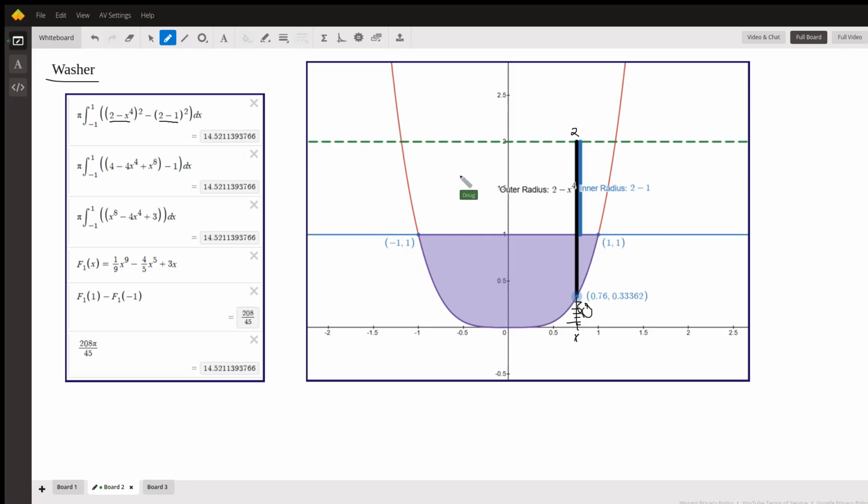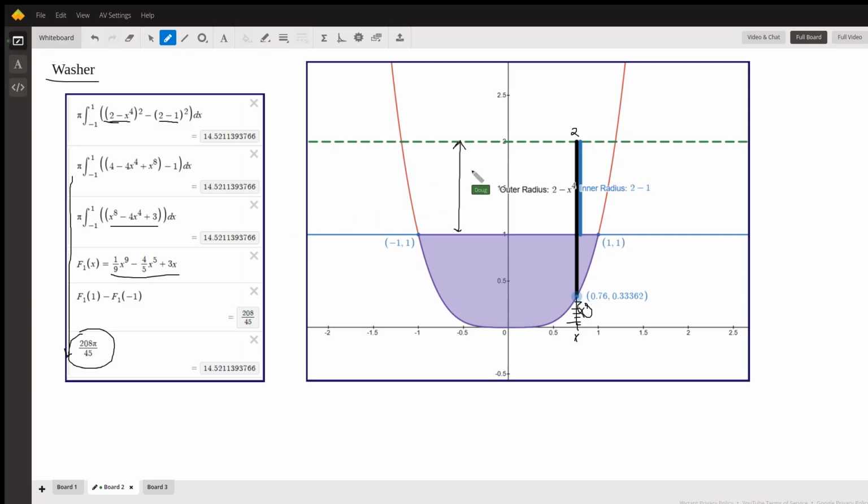The inner radius is just this distance right here, from 2 to 1. And so that's just going to be 1 squared. And here are the steps to reach the exact value, 208 pi over 45, where this is the antiderivative of this trinomial after we've squared this binomial and combined similar terms.